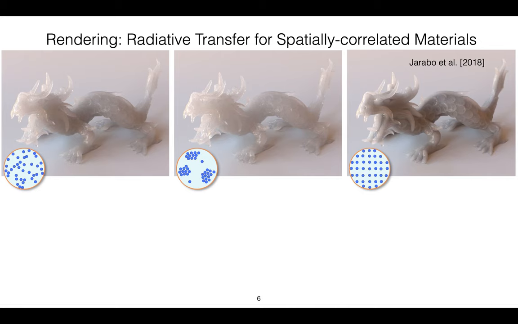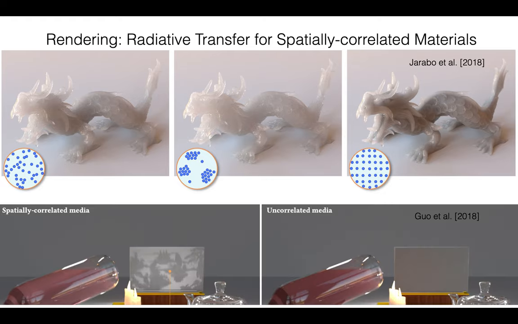In rendering, which will be the major application of this talk, it has been recently shown that spatially correlated scattering particles do not obey a classical exponential degradation of light during transmission through the medium. Here, a Stanford dragon has been rendered with different correlations among the scattering particles, and as you can see, the appearance of these Stanford dragons is not the same. It was also shown that some details are preserved when you use spatially correlated media compared to uncorrelated medium. These are highlighted here in these yellow boxes.